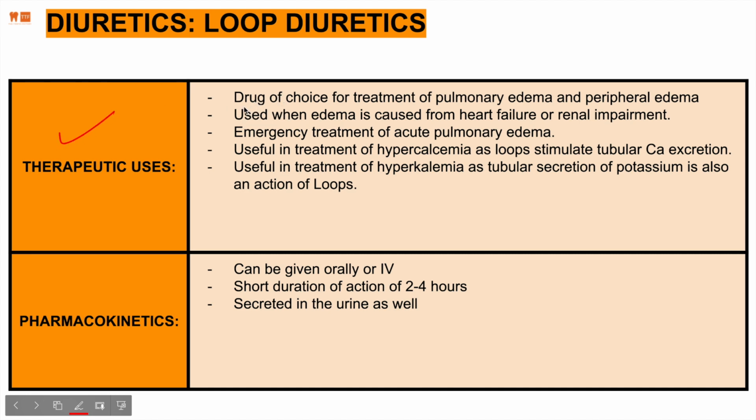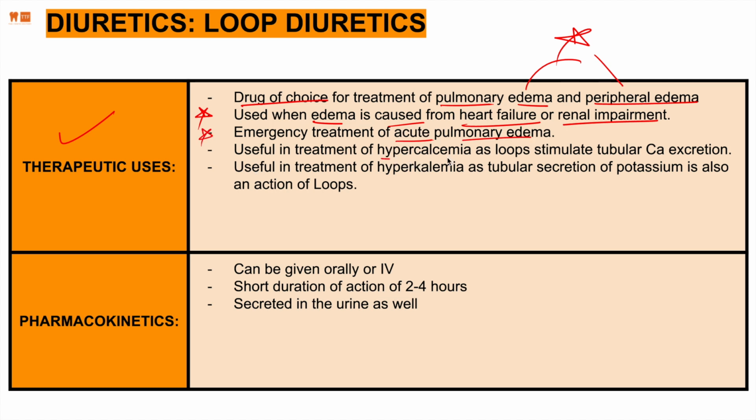Therapeutic uses. It's a drug of choice for treatment of pulmonary edema or peripheral edema. So if you want a lot of water to leave the body, in cases like lung edema and body edema, that's when we use loop diuretics. It's used when edema is caused by heart failure and renal impairment. Therefore, in heart failure, we use loop diuretics. Emergency treatment of acute pulmonary edema.